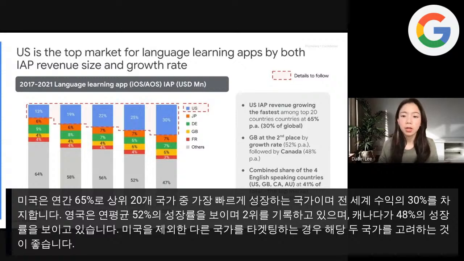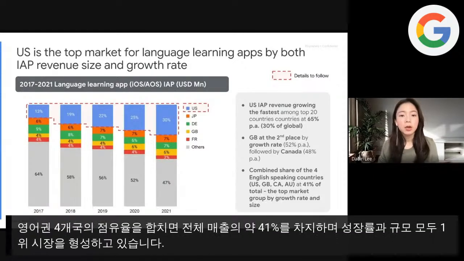Great Britain is second by growth rate, marking 52% per year, followed by Canada at 48% per year. If you're targeting other countries except for the US, consider those two countries. If you combine the shares of the 4 English-speaking countries, it takes about 41% of total revenue, making it the top market group by both growth rate and size.